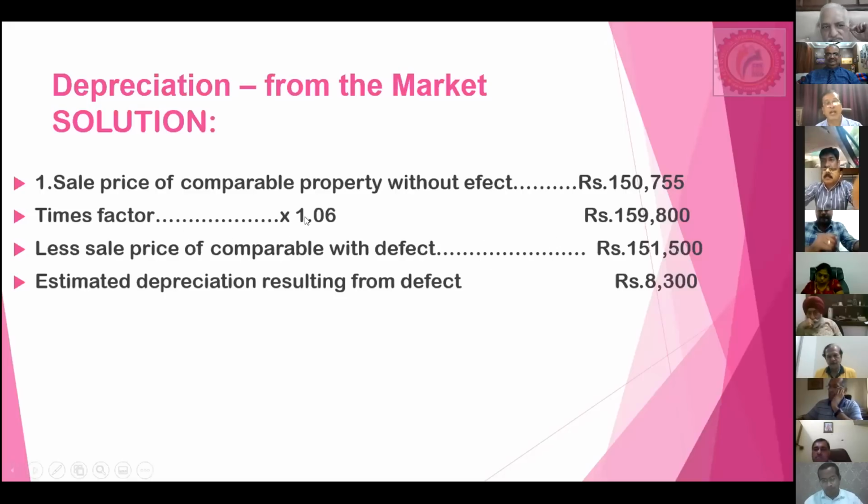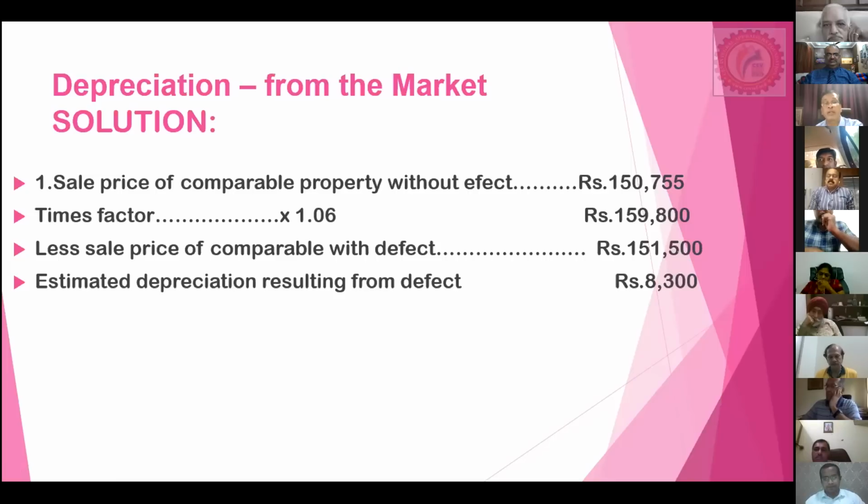Less. So we have made an adjustment for the time factor. Now we have got this value, but we have the sale price of the comparable with the defect. It has sold for 1,51,500. After making an adjustment for the time factor, we have arrived at the property value without any defect, 1,59,800. But with the defect, we have the data 1,51,500 because it is a new data. Hence, no adjustment is required. Now the difference is 8,300. That will be the depreciation.